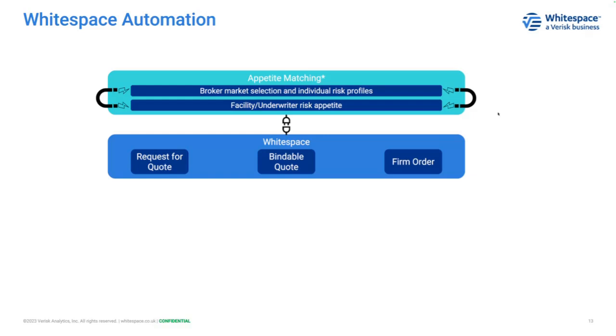Obviously they can change their rules, but an underwriter could highlight interest in a particular risk without having to do anything once they've done their initial rules build. And I'll show you an example of that. It can be triggered manually, which I'll show you, but it also can be configured to be triggered automatically, so maybe at firm order stage, et cetera.